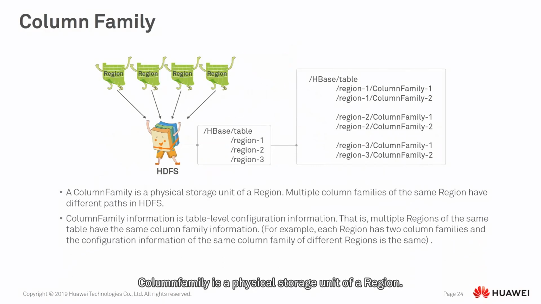Column family is a physical storage unit of a region. A table consists of one or multiple column families horizontally. A column family can consist of multiple random columns. A column is a label under the column family, which can be added as required when data is written. The column family supports dynamic expansion, so the number and type of columns do not need to be predefined.